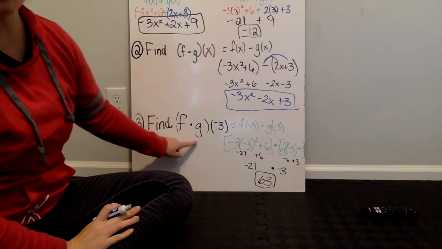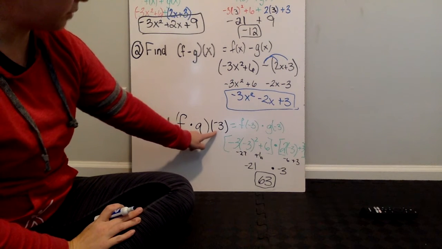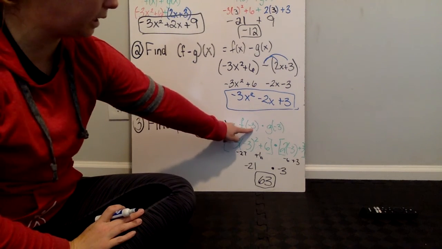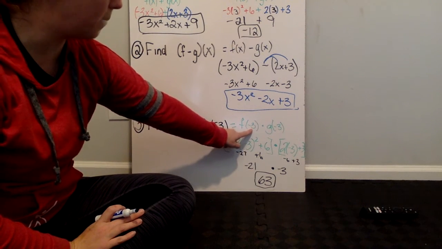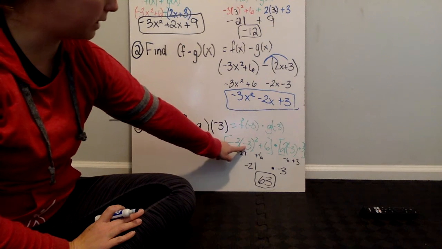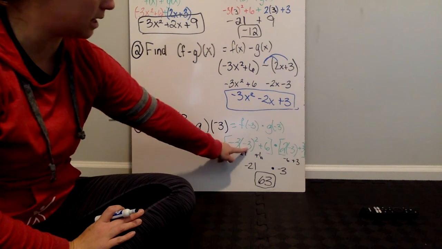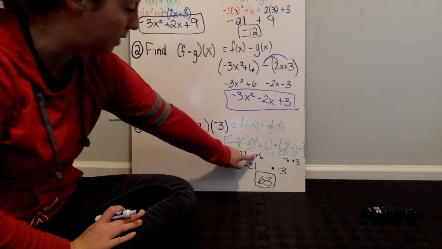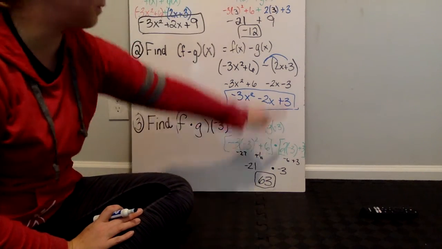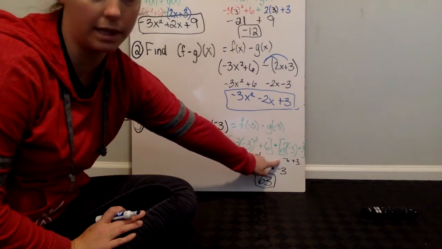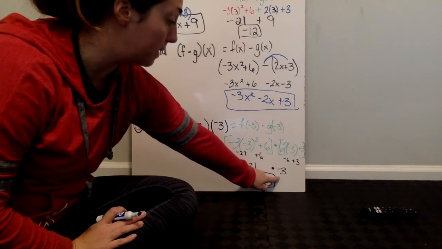So (f times g) of negative 3. All that means is I'm going to plug in negative 3 and I'm going to multiply. That's my operation. So I just do one at a time. f of negative 3, when you plug that in, you get negative 3 squared. That's 9 times negative 3. That's negative 27 plus 6. That's negative 21. And then over here, plugging in negative 3 for g of x. So 2 times negative 3, that's negative 6. Plus 3 is negative 3.